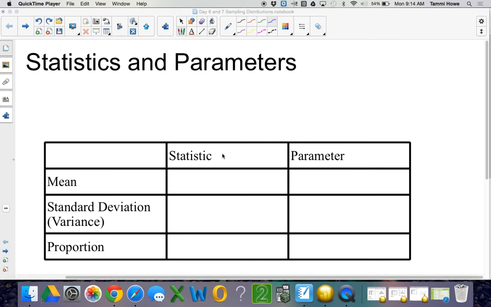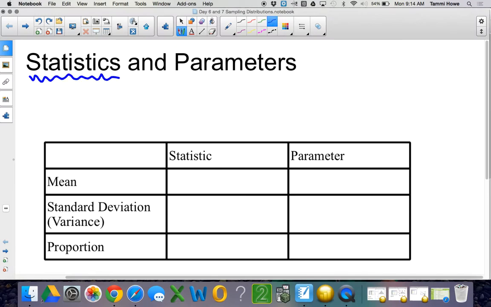Today we want to talk about statistics and parameters. Remember that the name of the course you're taking is statistics, so we probably deal a whole lot more with statistics than we do parameters. I set up this table in the middle because we wanted to talk about a statistic and parameter in relation to a mean, a standard deviation, and then a proportion.